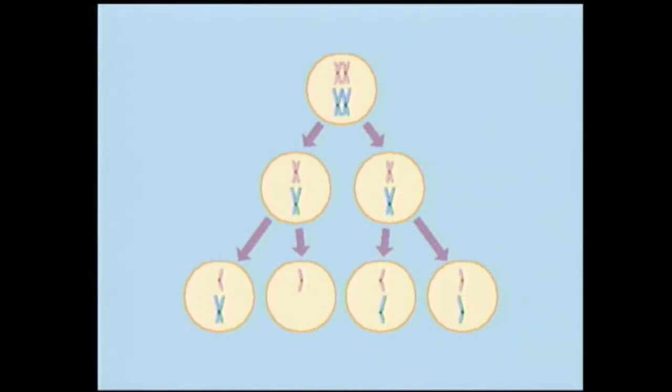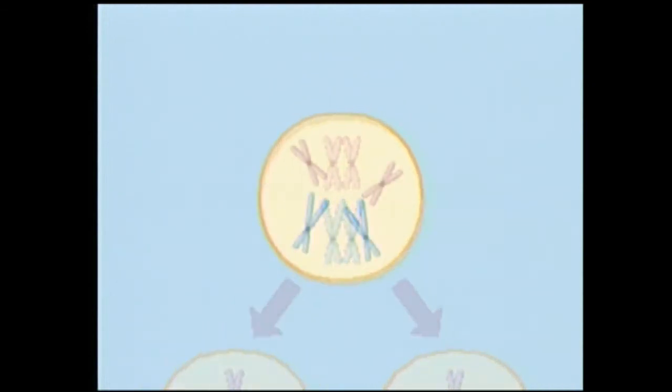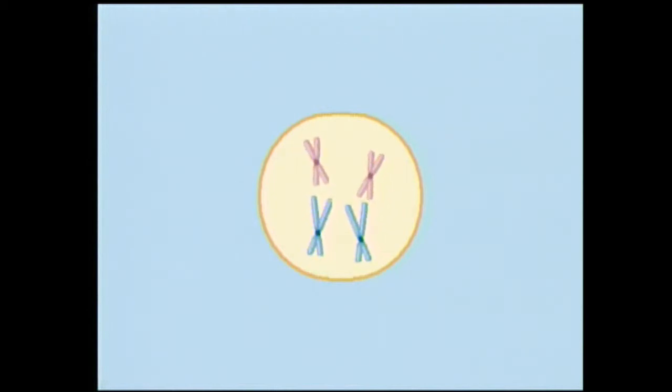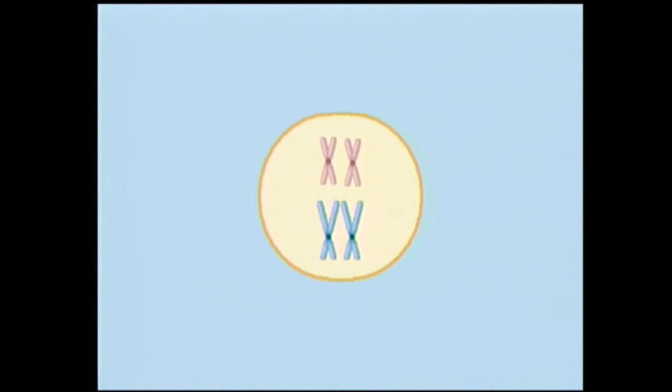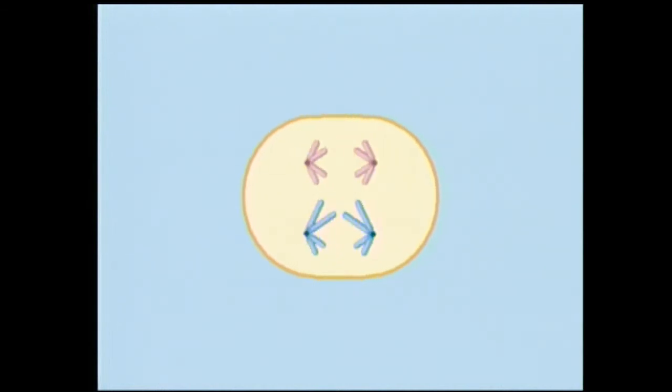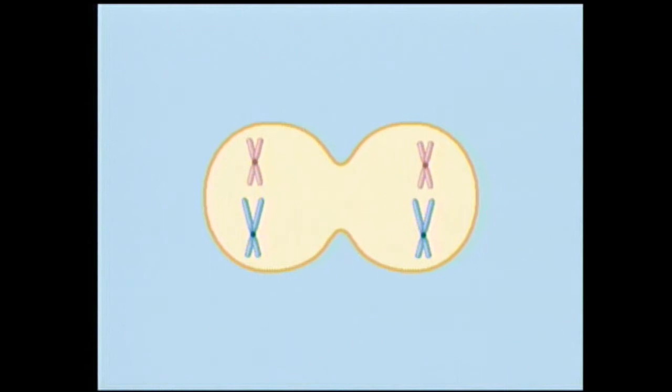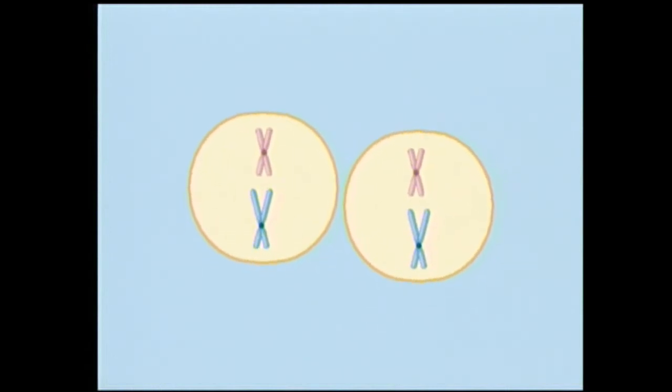Sometimes homologous pairs of chromosomes do not separate correctly during meiosis. This leads to daughter cells with an abnormal number of chromosomes. Meiosis I may proceed normally. Homologous pairs of chromosomes line up in the center of the cell and separate, sending one member of each pair to opposite ends of the cell. The cell divides, forming normal haploid daughter cells.